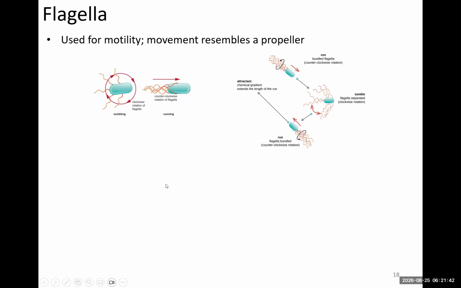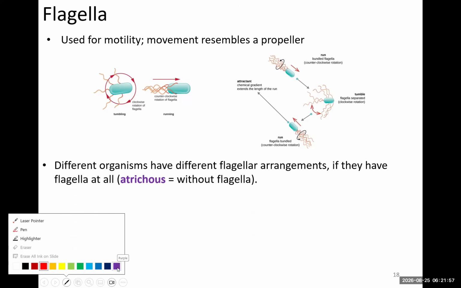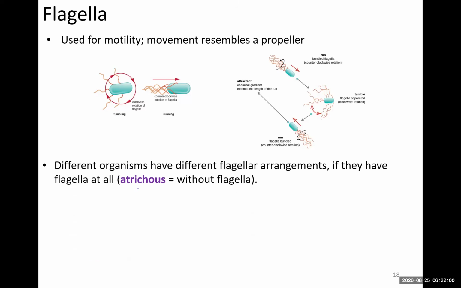So flagella can be arranged in different patterns around the bacterial cell. So we call this a flagellar arrangement. And because it's an accessory structure, I want to start with the terminology for no flagella at all. So if you look at this bold word, atrichous, a means without, and then trichous, I believe, is Latin for hair. So think of it like without hair, because remember, they're these long whip-like or hair-like structures.